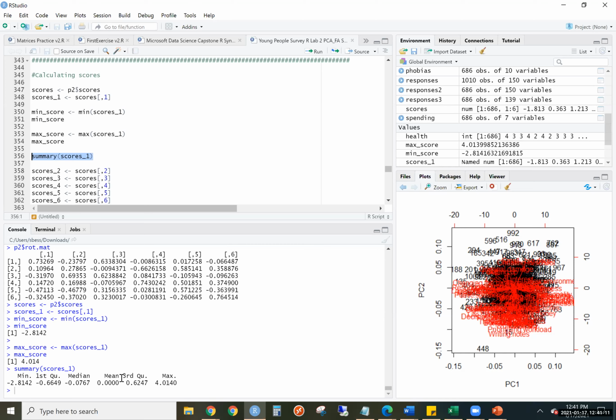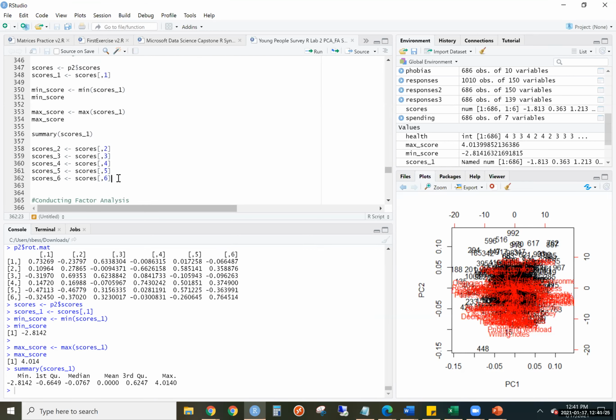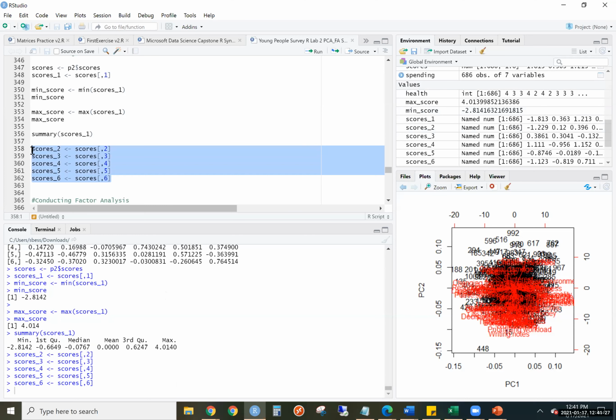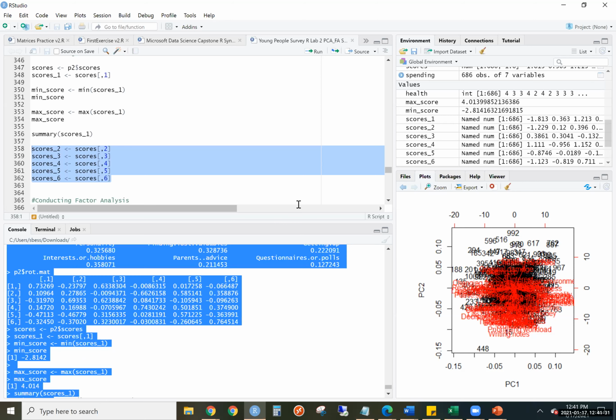Now, you'll notice, why is the mean 0 here? This is because these are scaled data. Scaled data will always have a mean of 0. So these scores are not raw scores, they're standardized scores. Now, we'd also want to do the rest. So you create scores 2 through 6, and then you can use the summary function for each of those.